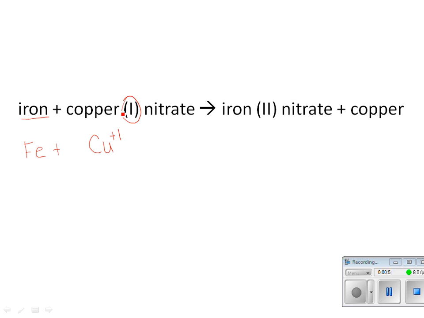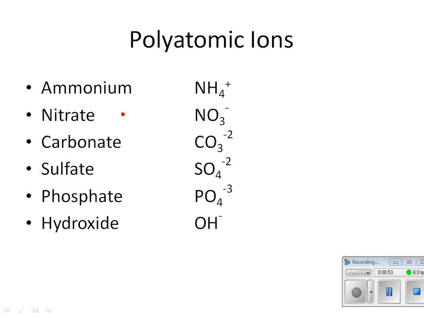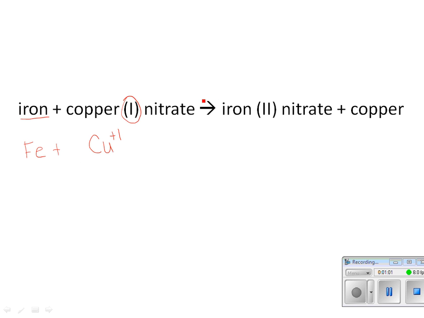If we go to our polyatomic list, nitrate, right here, it is NO3. And I knew it was a polyatomic because of this ending. If it had "-ide", it would have just been nitrogen. So let's write down NO3 negative, and this forms iron.